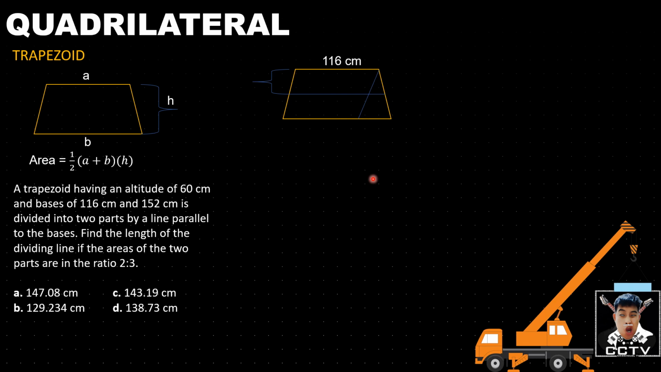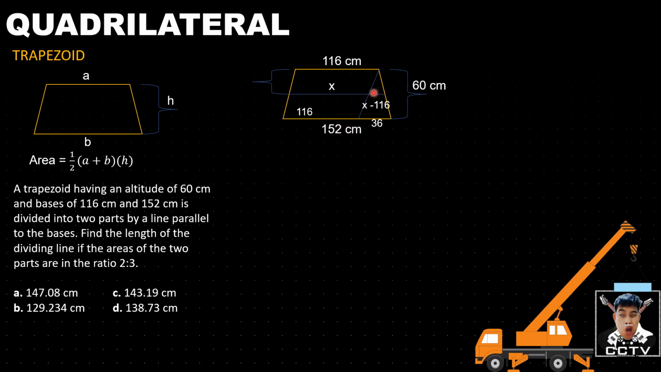Ito nga, 116 yung shorter base natin, and this 152, the larger base, and the altitude is 60. Gawin natin x yung nagdi-divide sa kanila into two parts. And of course, this one is 116. Ito, hanggang dito is 116. So, this one is x minus 116. And this one is 116. 36 naman to para mabuo natin yung tinatawag na 152.